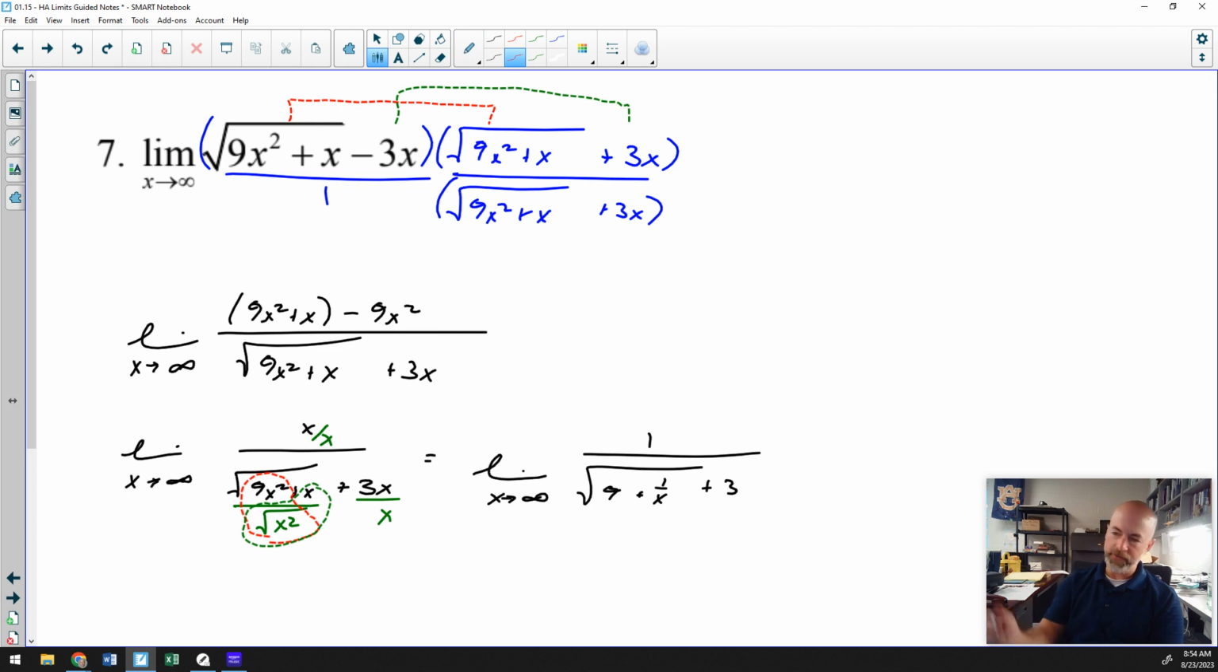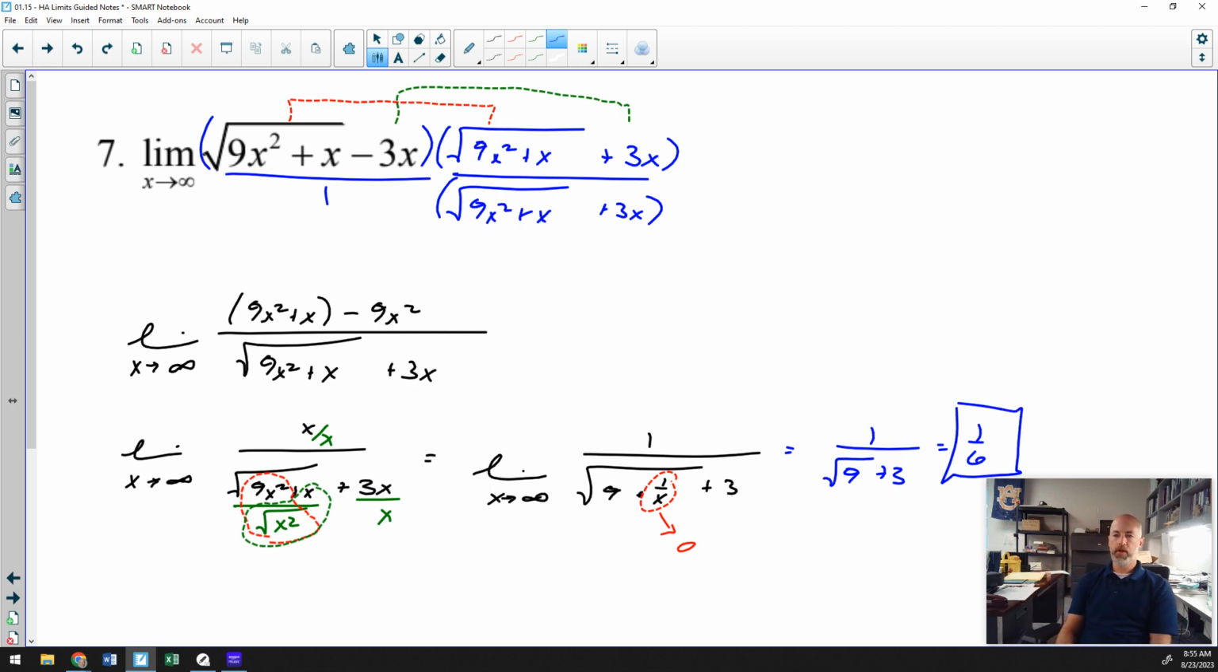And after all of that work, I only have one place now that x is impacting. As x goes to infinity, 1 divided by x would be 1 over infinity. That's going to crash to 0. And we finally have our answer of 1 over the square root of 9 plus 0 plus 3, which ultimately is 1/6. So there is that one. Whew. And one more.